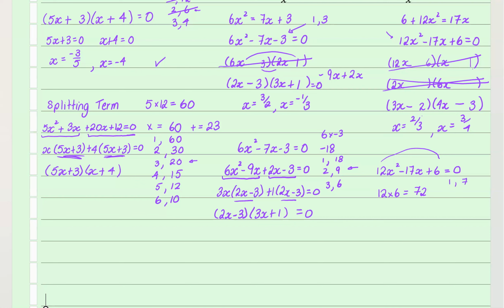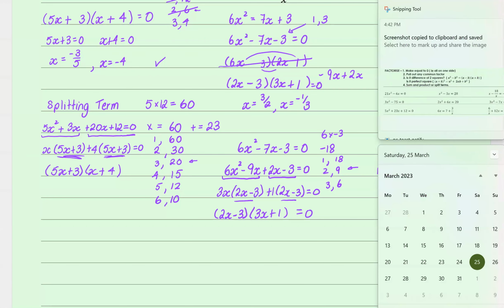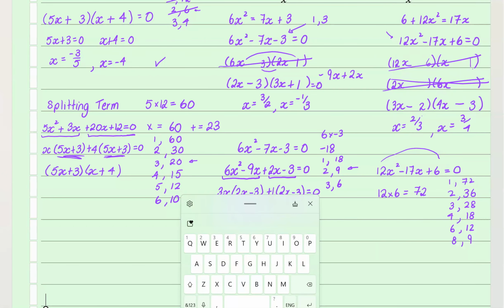1 and 72. 2, 36. How many times does 3 go into 72? 24. Again, we're doing this without a calculator, so 3 goes into 7 twice with 1 left over, 24. 4 goes in 18 times. Again, 4 goes into 7 once with 3 left over. 8 4s are 32, so you still need to know your times tables. 6 goes in 12 times, 8 goes in 9 times. And 8 plus 9 gives you 17. So that's our winner winner chicken dinner.